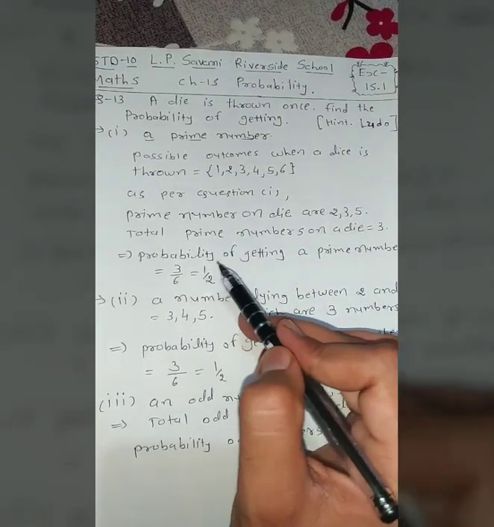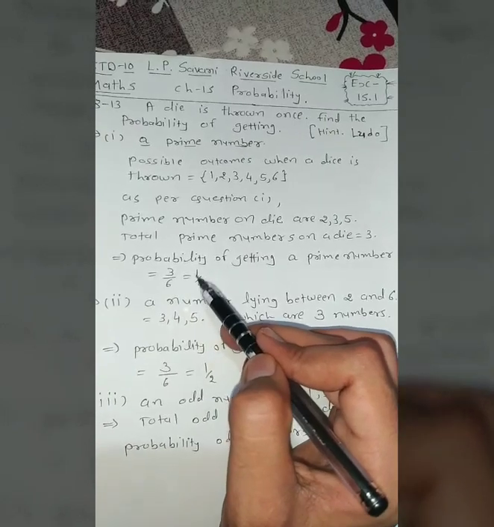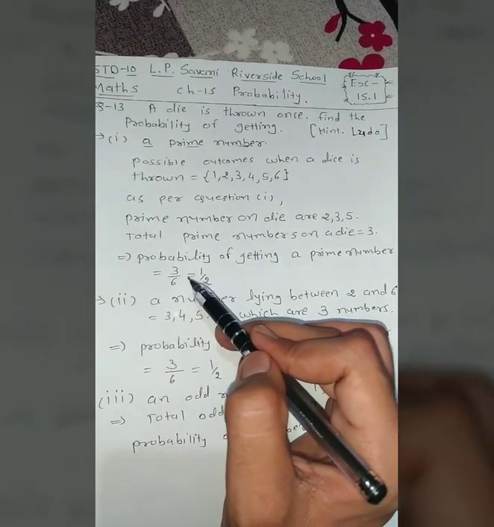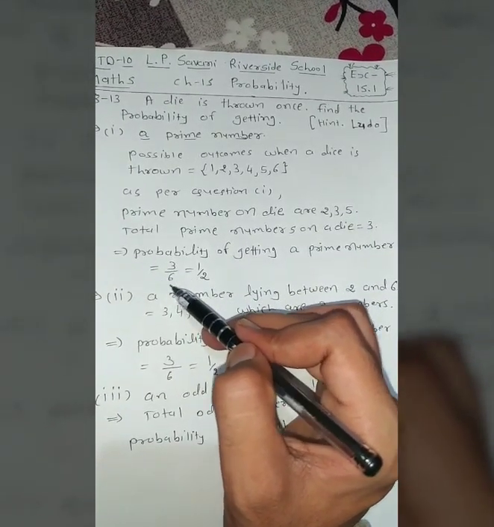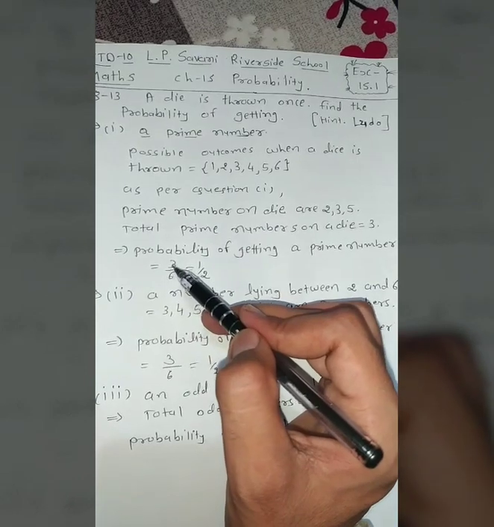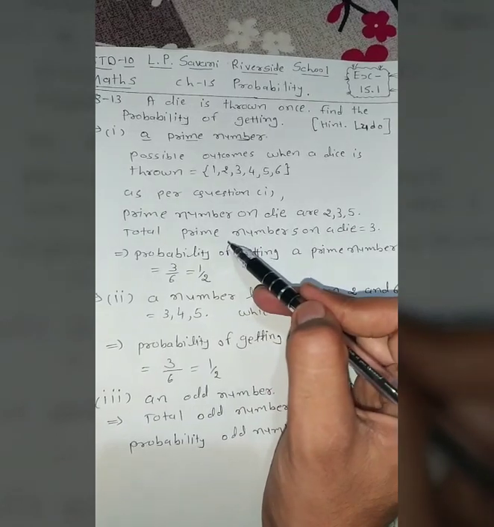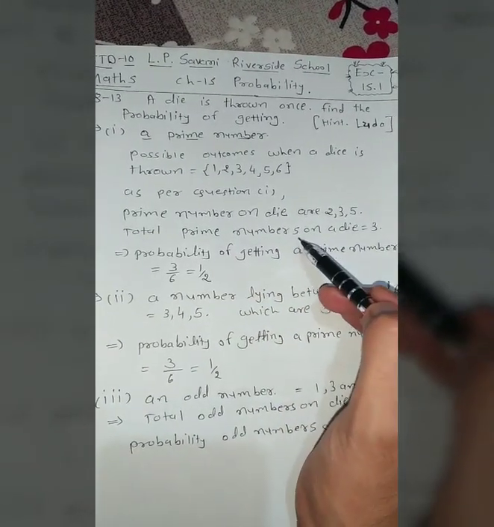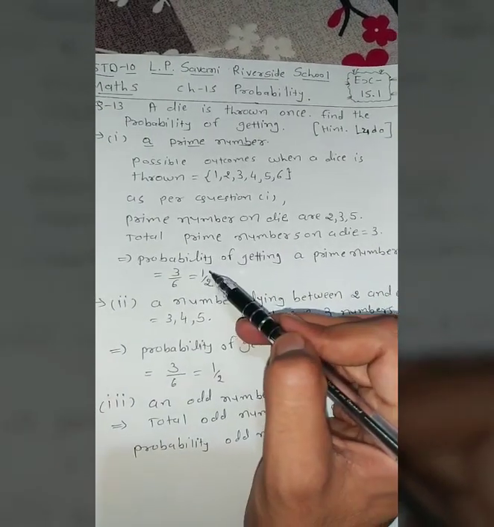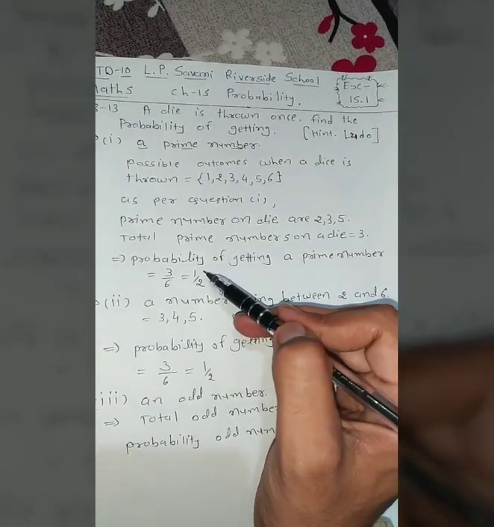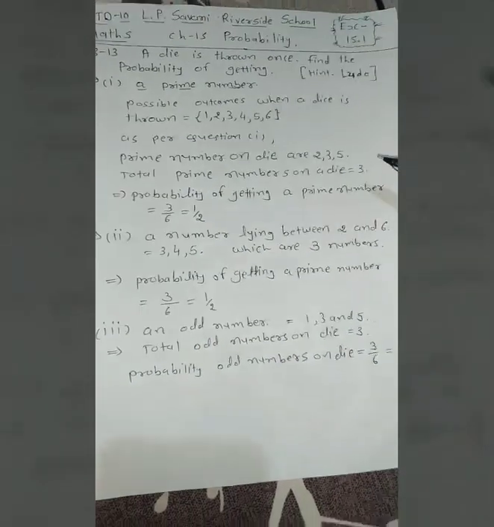So the probability of getting a prime number is equal to 3 upon 6, which is equal to 1 upon 2. Here we know the formula of the probability: total number of possible outcomes, and the number of outcomes we want. So we get 3 prime numbers on this die, and the probability of getting a prime number is 3 upon 6, which gives 1 upon 2.